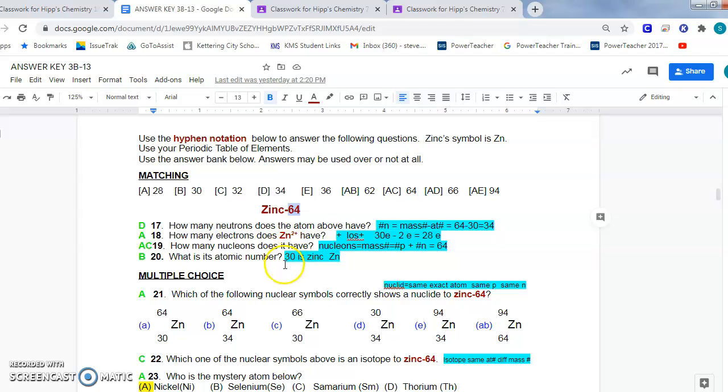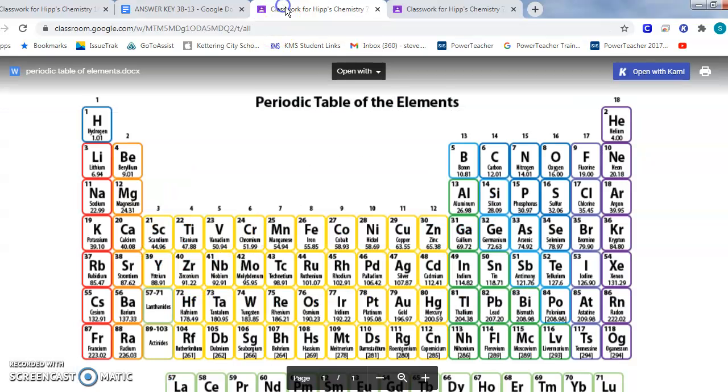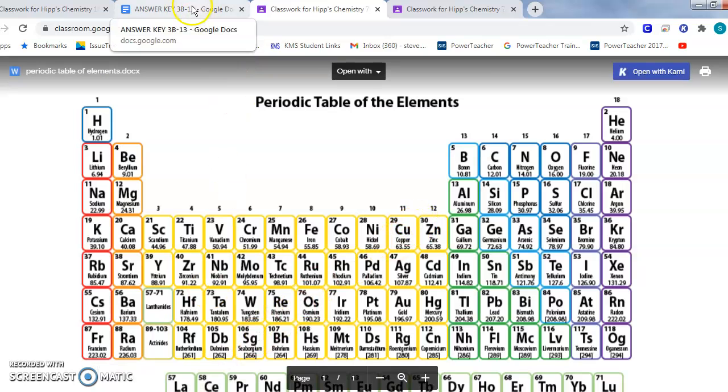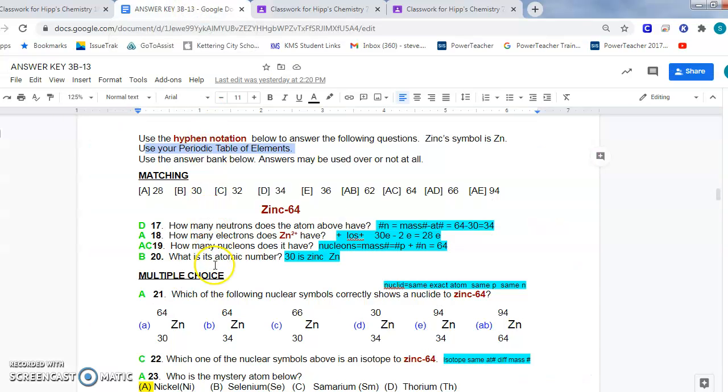What's the atomic number? Well, they don't tell us the atomic number here directly. Zinc hyphen 64. They did tell us it was zinc, but again, they assume you have a periodic table. So we look on the periodic table. There's the atomic number right there. That atomic number is telling us how many protons it has and how many electrons it starts with. Letter B, 30.